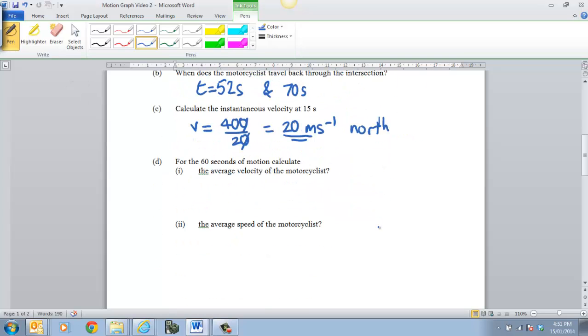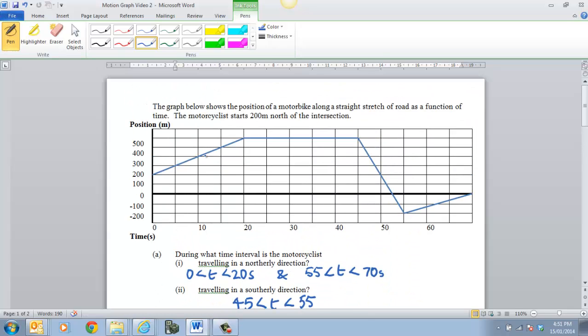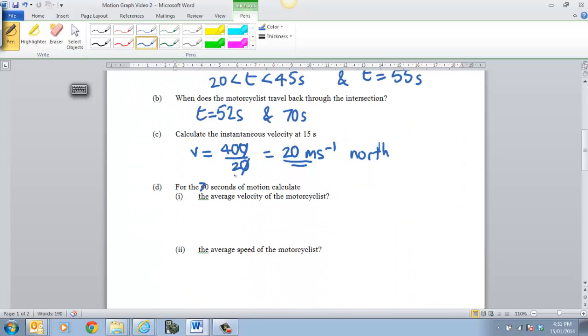Right, for the 70 seconds of motion, calculate the average velocity of the motorcyclist. So remember, velocity is the displacement over the time. In fact, it's gone from 200 metres back to 0. So technically it's gone minus 200 metres, hasn't it? It's moved backwards 200 metres. So therefore our velocity is going to be minus 200 metres all over 70 seconds. Cross the 0 off, so it's going to be just under 3.